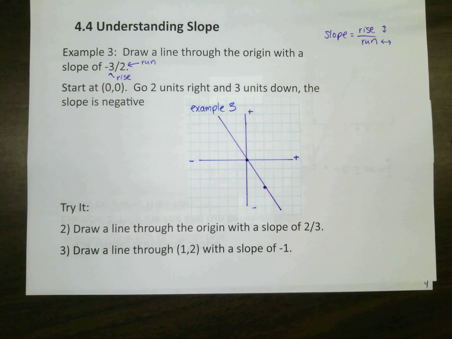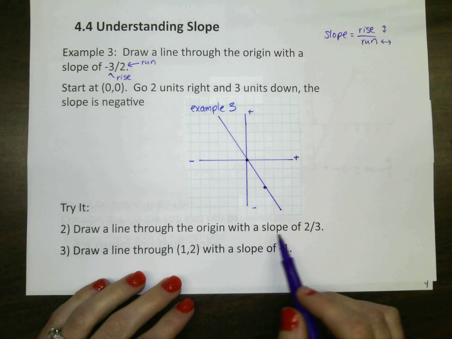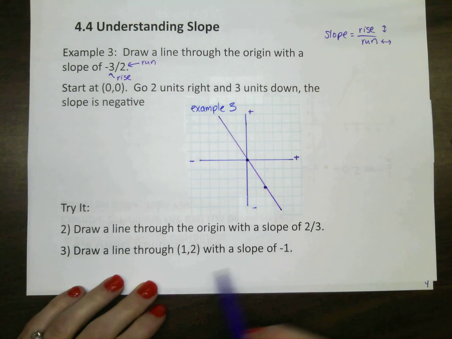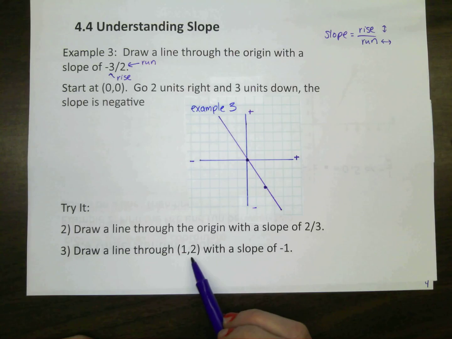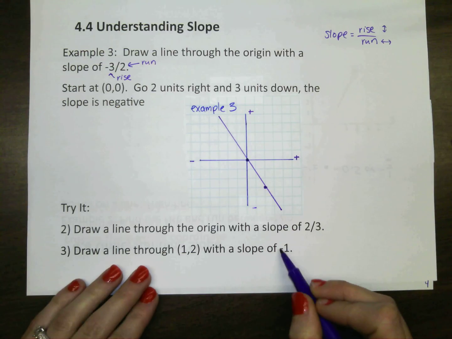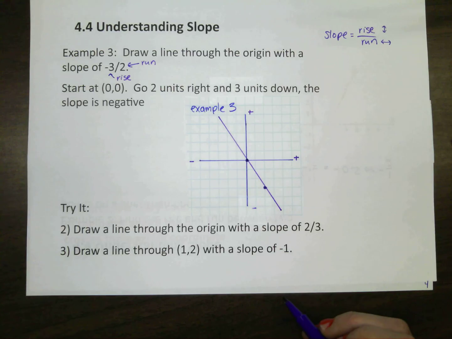What I want you to do to practice is try to draw a line through the origin that, instead of having a slope of -3/2, has a slope of 2/3, and then draw a line through 1, 2, so not the origin, but 1, 2, that has a slope of -1. Think about this: if it has a slope of -1, what is the rise and what is the run? Practice those, bring them tomorrow, and we'll go over them in class.